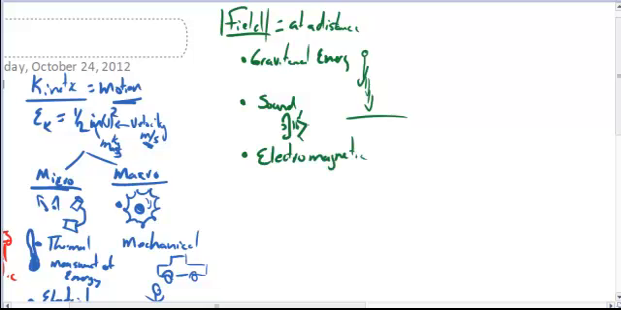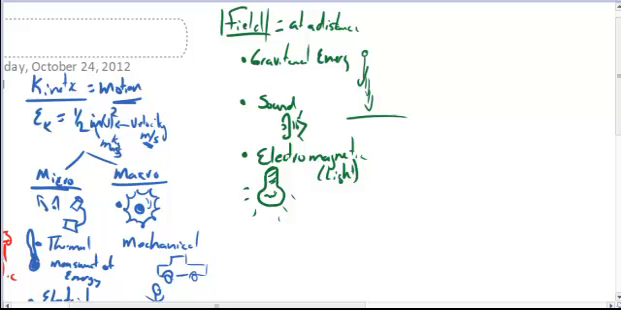And electromagnetic is the same thing as light. Okay, and we don't want to say light because this includes more than light. And you don't have to be right up on a light bulb to see its effect. You can see it from a distance, and therefore it makes it a field energy.